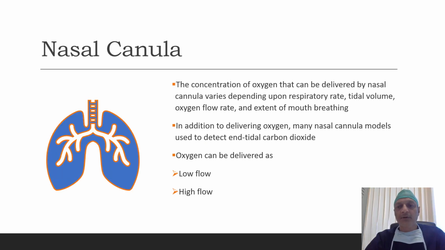Now coming first to nasal cannula. Nasal cannulas are oxygen delivery devices which are commonly used not only in the hospital setting but at home also. The commonly used nasal cannulas are of the low flow type, which can deliver oxygen from 25 to 40% depending on the oxygen flow rate. But the ultimate concentration delivered to the patient varies depending on respiratory rate, tidal volume, and the extent of mouth breathing of the patient.